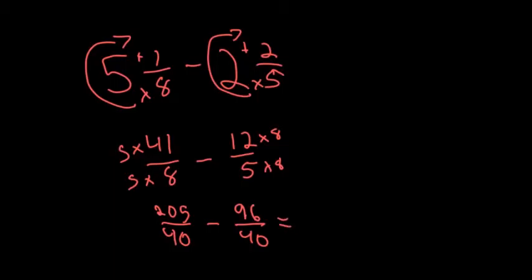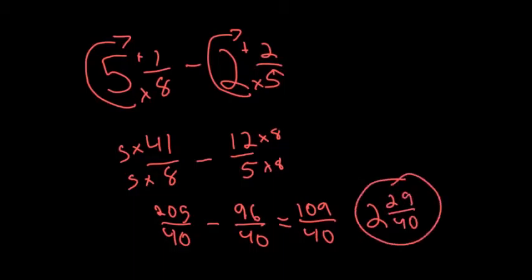So now I got 205 minus 96. So subtract that, I'm going to get 109 over 40. And then 40 will go into 109 twice, which is 80, and then 109 minus 80 would give me 29 over 40. So by doing improper fractions, I didn't have to borrow. So if borrowing makes sense to you, use the borrowing method. If improper fractions makes more sense to you, use improper fractions.